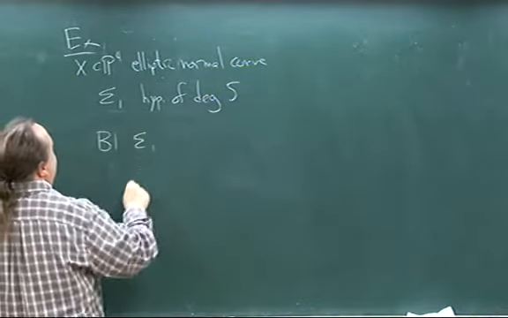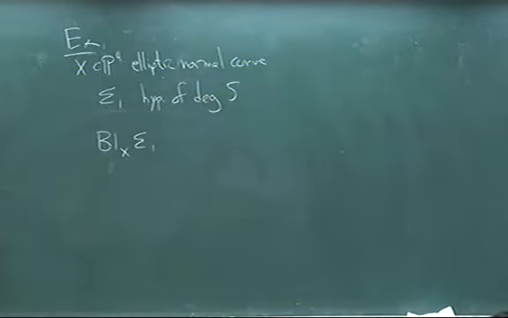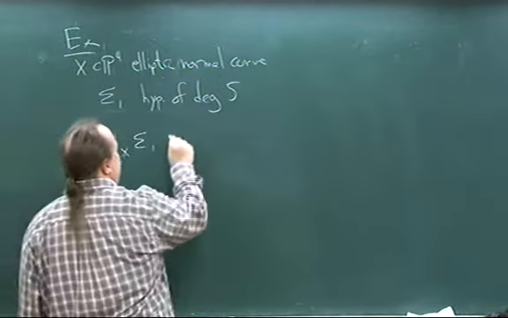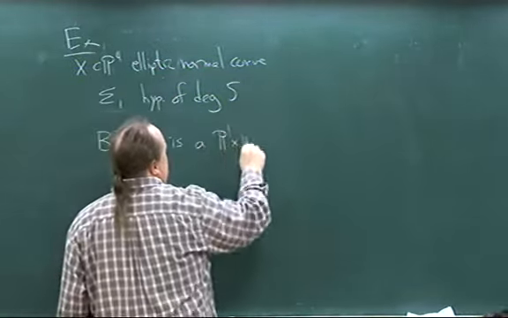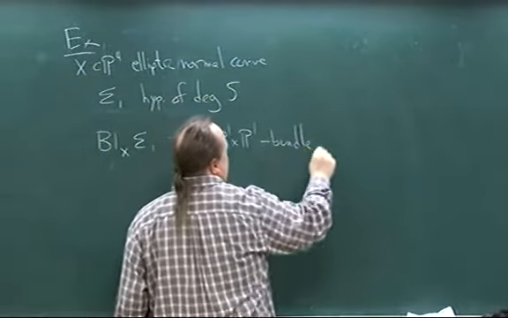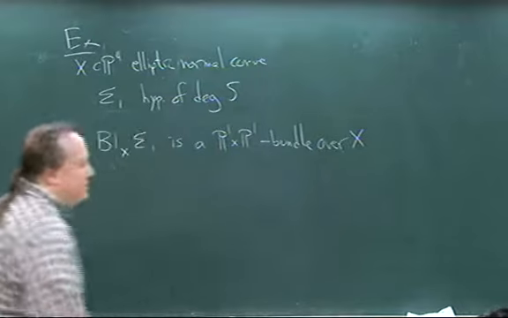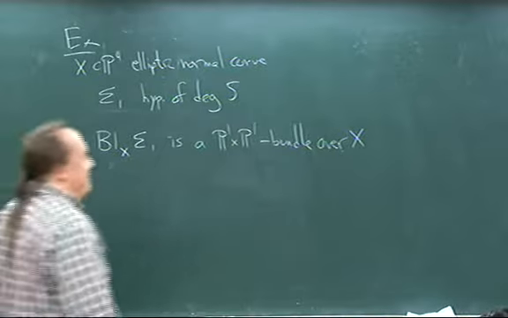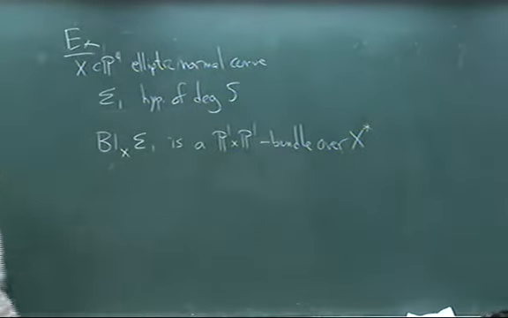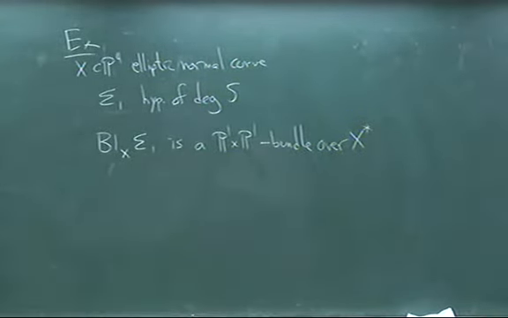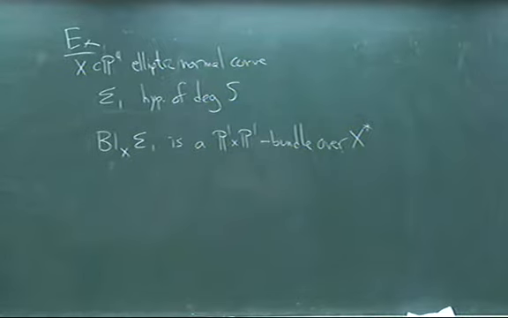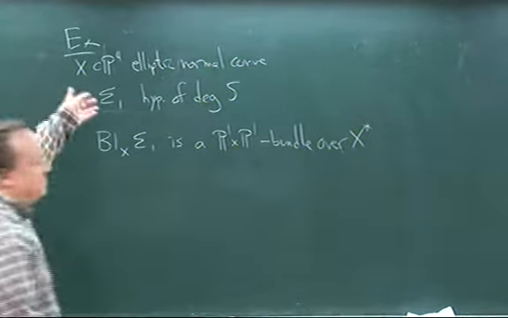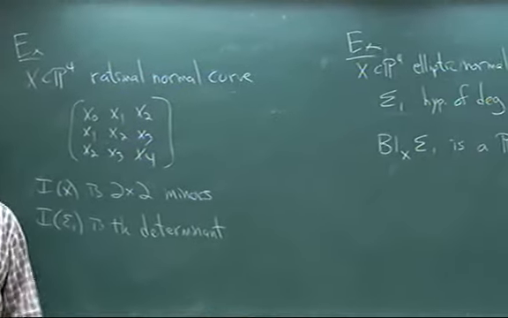If you take the secant variety and you blow it up at X, you get what turns out to be a nice smooth threefold. This is a P1 cross P1 bundle over X itself, which is a nice bit of geometry. I think strictly speaking it's over the dual curve. But aside from small dimensional cases, we don't know a whole lot.